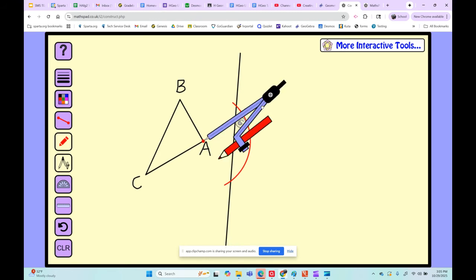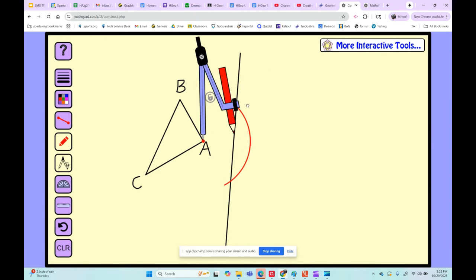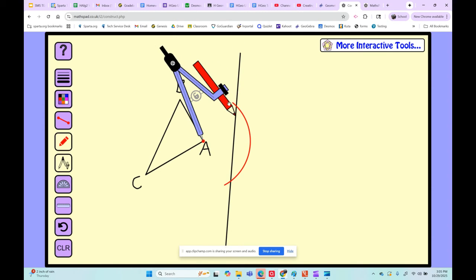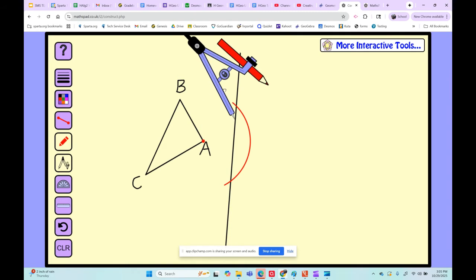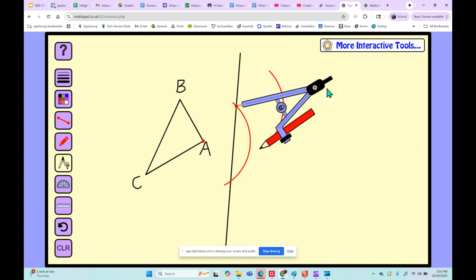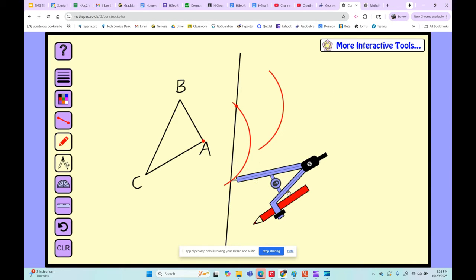And then I'm going to measure from A to the first point. Okay, that is the distance from A to the line. I want to go the same distance on the other side so I can find A prime. So I'm going to make an arc here. And then from this point, I'm going to make the same arc.